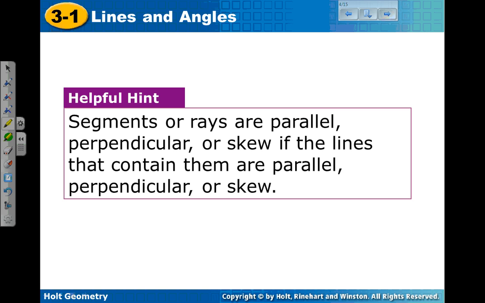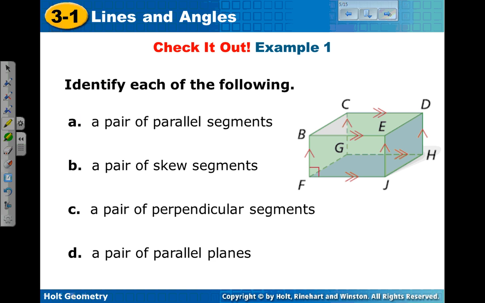Now, segments or rays are parallel, perpendicular, or skew if the lines that contain them are parallel, perpendicular, or skew. So parts of lines can be parallel, perpendicular, or skew. So here we go. We have a figure to the right here. Looks like a box to me, and it's marked with some parallel lines, some perpendicular lines. And we need to name a pair of parallel segments. So these are not lines, these are segments. They end.